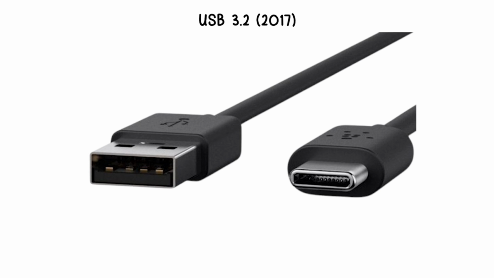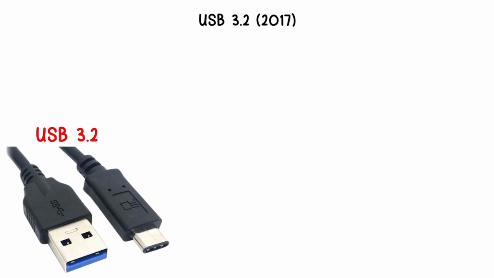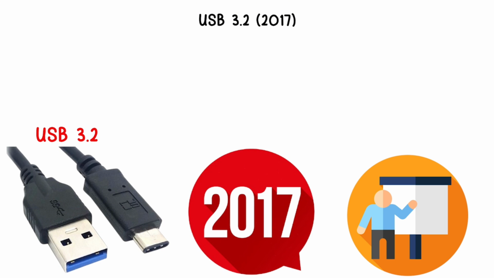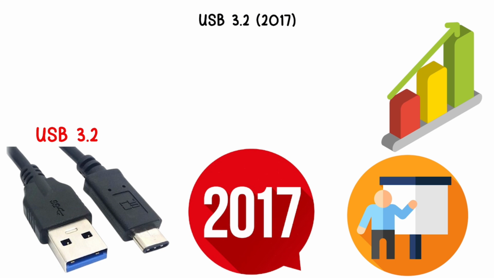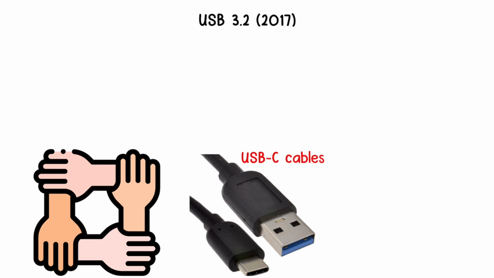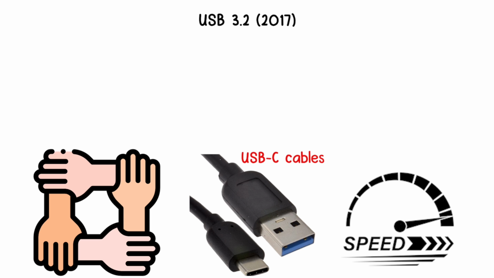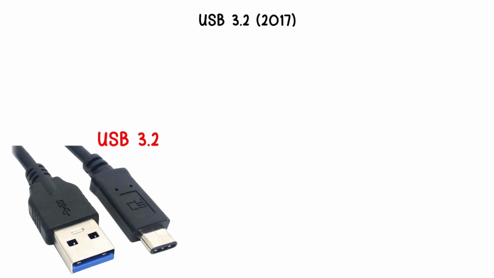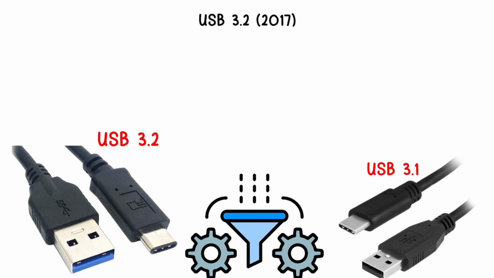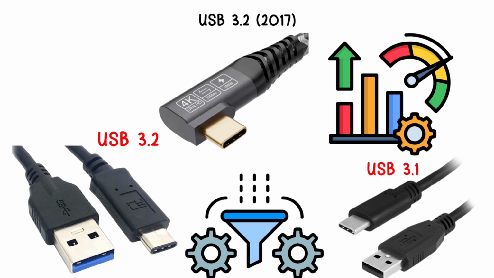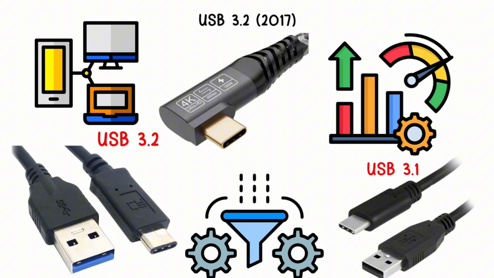USB 3.2, 2017. USB 3.2, released in 2017, introduced multiple modes and further increased maximum speeds, creating some confusion in naming. It supports two-lane operation over USB-C cables, allowing speeds up to 20 gigabits per second. Essentially, USB 3.2 is a refinement of USB 3.1, offering better performance when using compatible USB-C cables and devices.